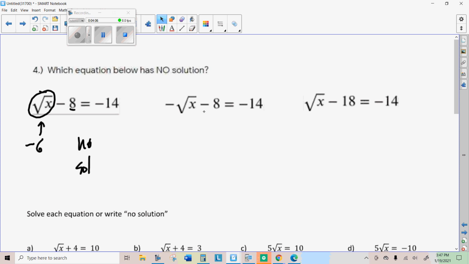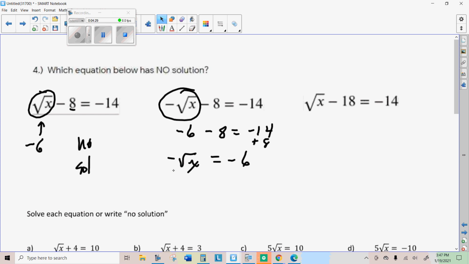Now, this one, we have the same situation. We would want this to equal negative 6, because negative 6 minus 8 equals negative 14. And negative square root of x can equal negative 6. I got that by backtracking, negative 14 plus 8. Okay, and so if this equaled 6, then the negative of that would be negative 6, and that would work. So the value that makes that true is 36, because the square root of 36 is 6. So the negative square root of 36 is negative 6.